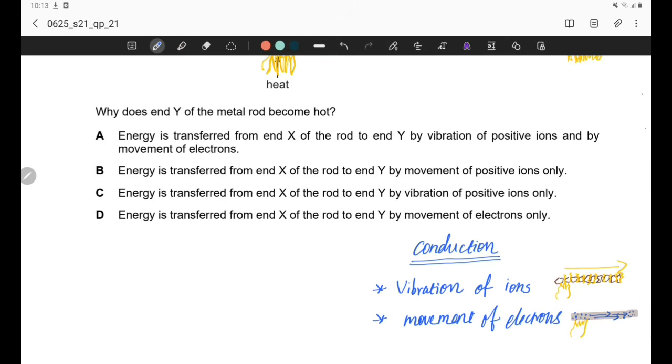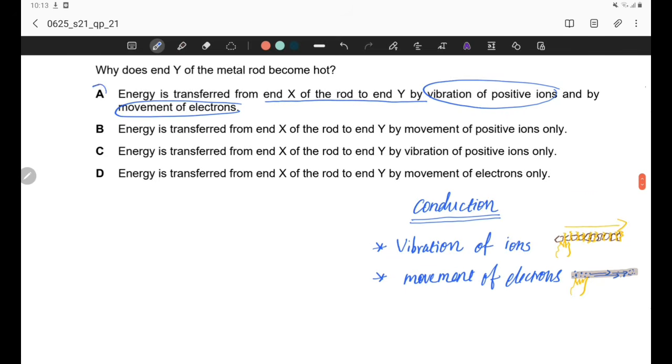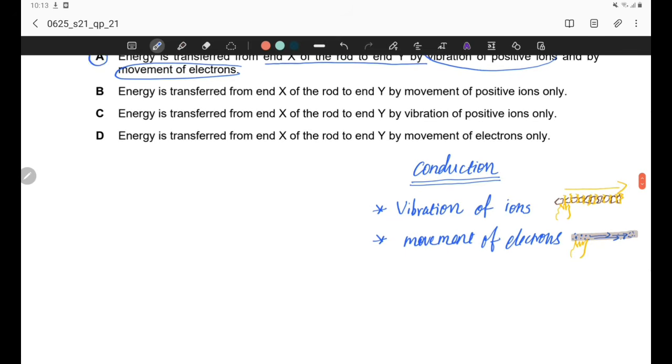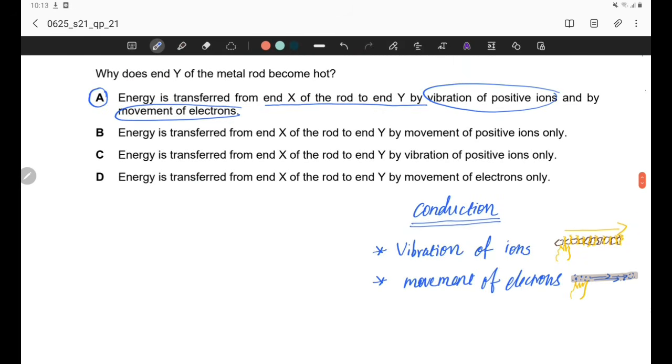Now let's read the options. Option A says energy is transferred from end X of the rod to the end Y by vibration of positive ions. This is correct, which we have discussed, and by movement of electrons. These both ways are correct. So therefore the correct answer is option A. In option B, it says the movement of positive ions or molecules. They cannot move, they will be staying at the fixed place.